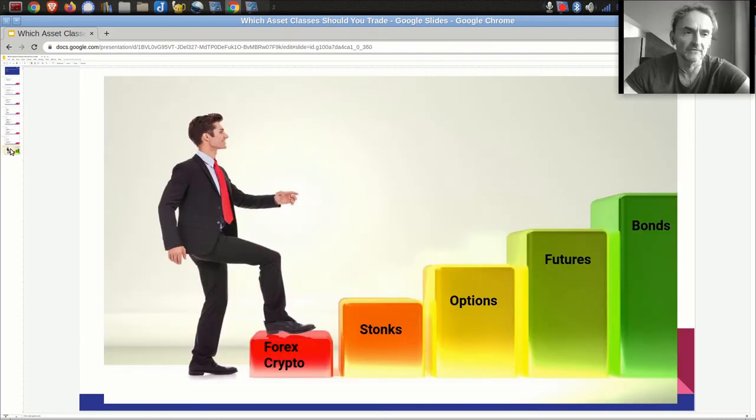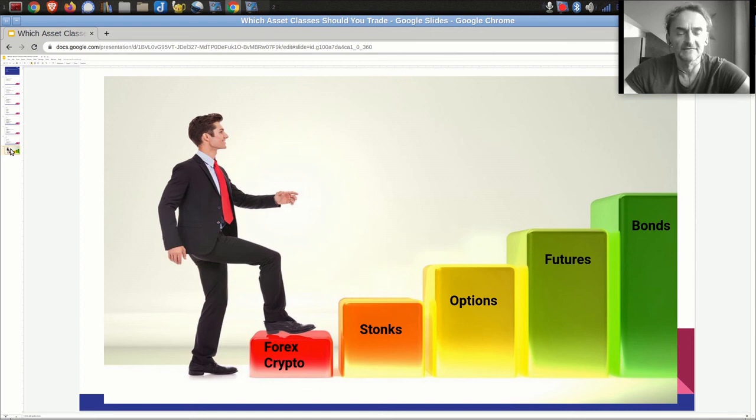So just to recap what we talked about, here is the little graphic on which asset classes are suitable. You can see at the beginning we have Forex and crypto, probably the easiest asset classes to trade. And then we have stocks, or here I finally call them stonks, as some people did on the web recently. Then probably the next one up is options. Options are still heavily traded by some retail traders, although most of them don't really know exactly how they work. Then the next one perhaps is futures.